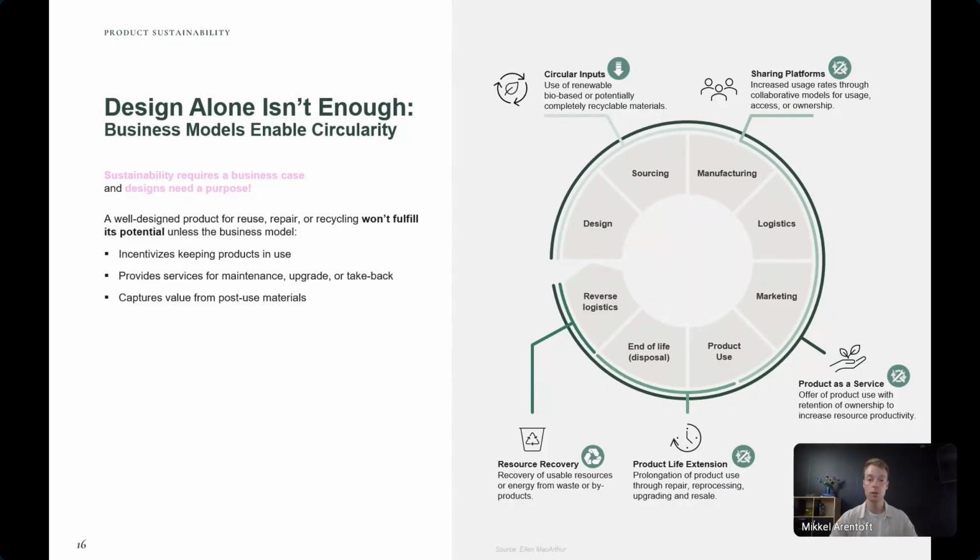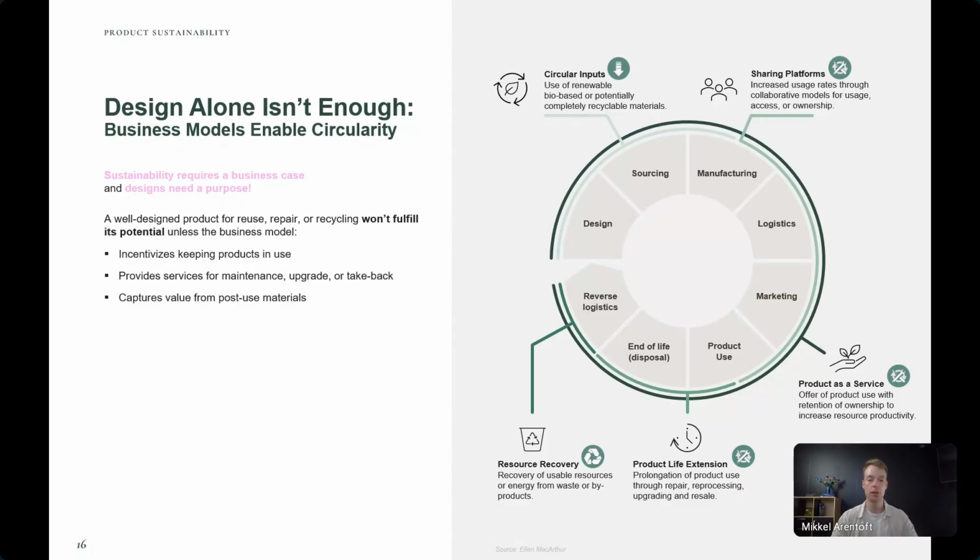In the figure, I have illustrated the product lifecycle like we saw it earlier, from design to manufacturing, use, and disposal. Some circular business models that will enable product sustainability are circular inputs using renewable or recyclable materials that may lead to reduced costs and sales. It could be sharing platforms where the revenue is generated from selling access to a product for a certain time or uses, where the more your product is used, the more you earn. It could be product life extension, where the revenue is generated from providing after-sales maintenance, repair, or upgrading services. It can also be selling refurbished or remanufactured products that are used for a second time.